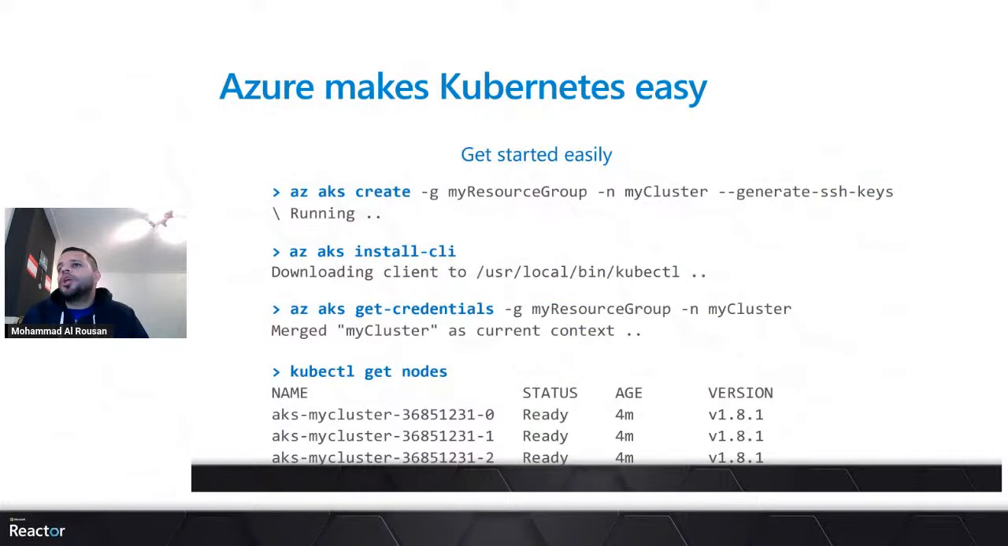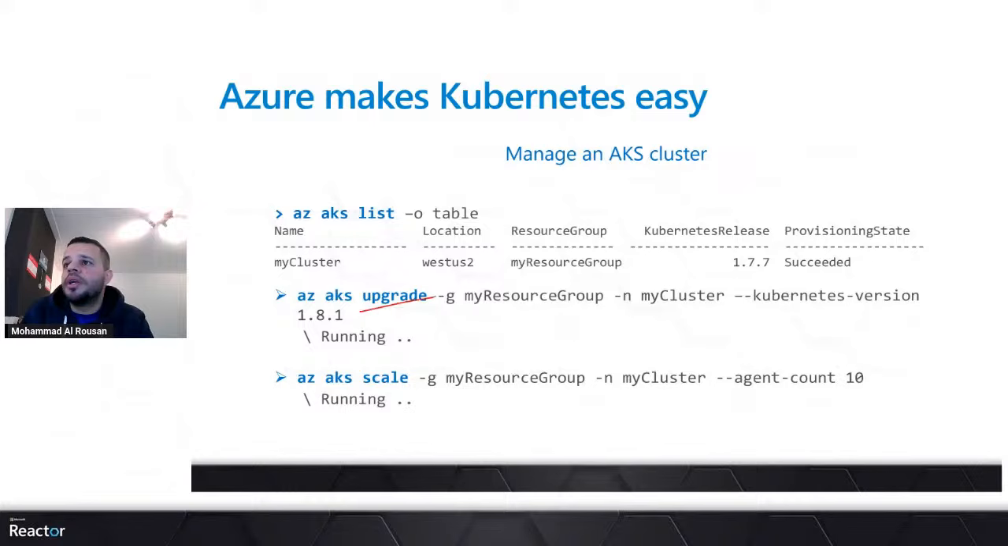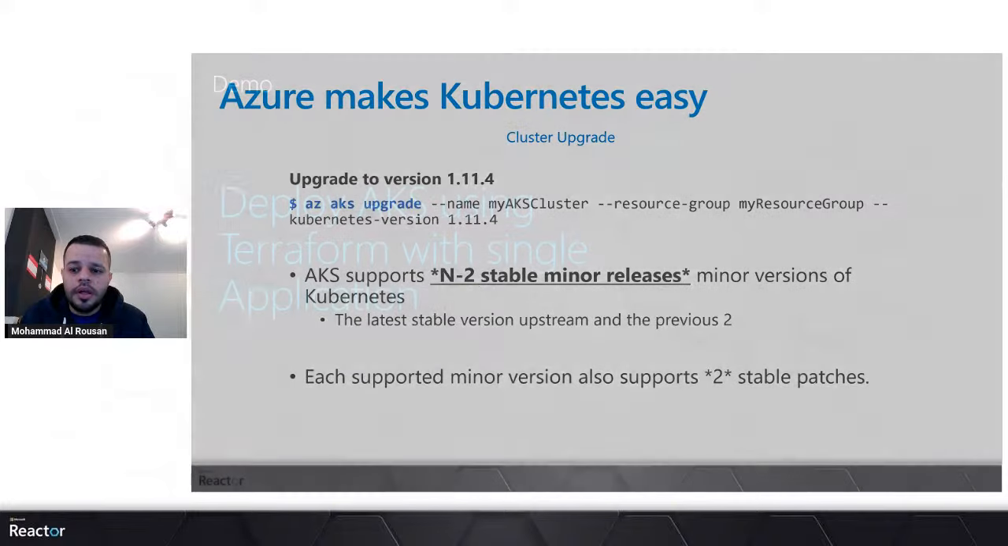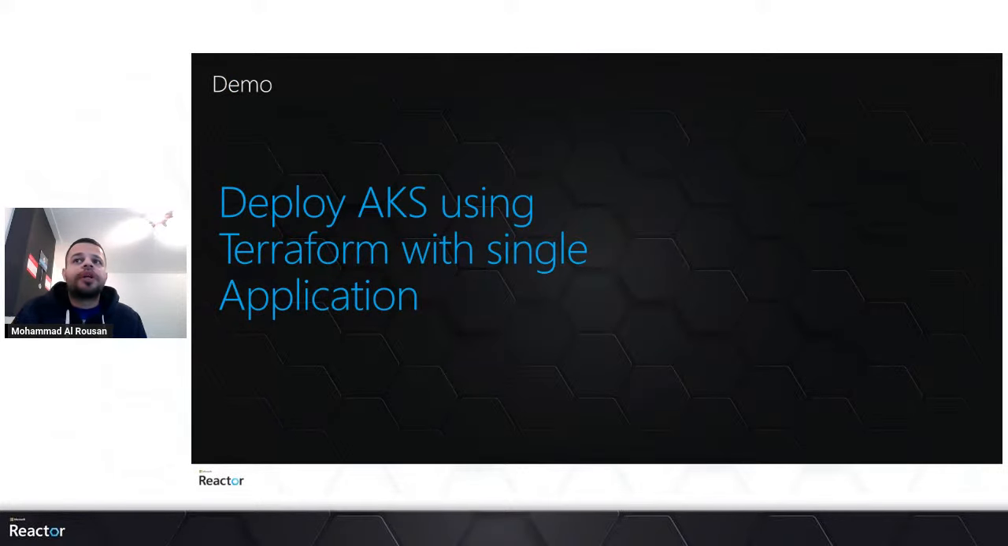So as we can see with Azure Kubernetes Service, you can easily create your cluster in minutes. You can upgrade your cluster and scale your cluster with just one command. Also, AKS supports N-2 stable minor releases. It means, for example, 1.1.1, where the minor version is the number in the middle. And the Kubernetes community releases a minor version roughly every 3 months. So we'll cover this demo in the next session in our series.